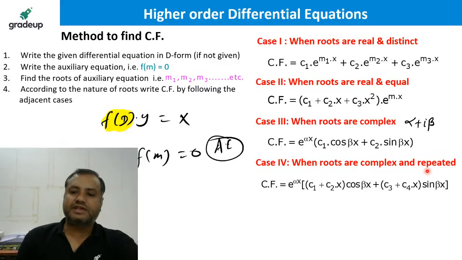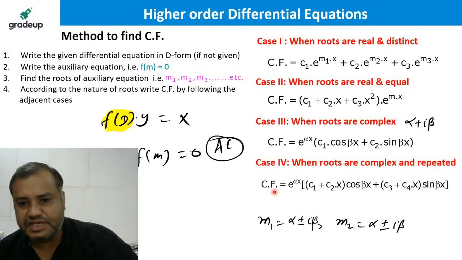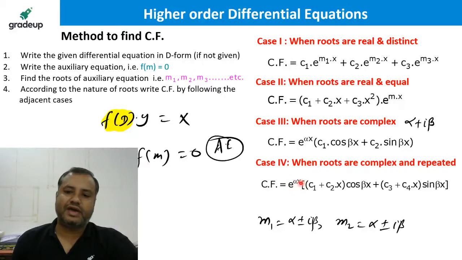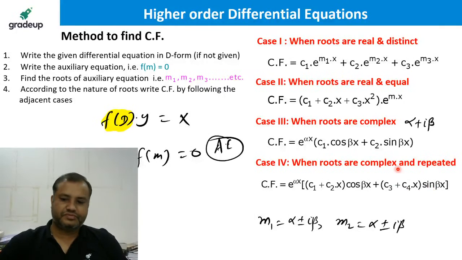When roots are complex and repeated, suppose you are having one root which is alpha plus minus i beta. There is another root m2 which is also alpha plus minus i beta. In this case, CF will be e raised to alpha x, C1 plus C2x, cos beta x, C3 plus C4x, sin beta x.